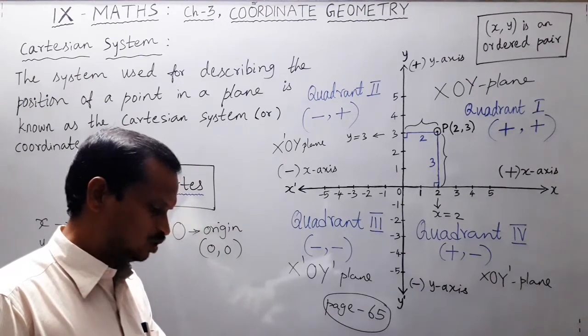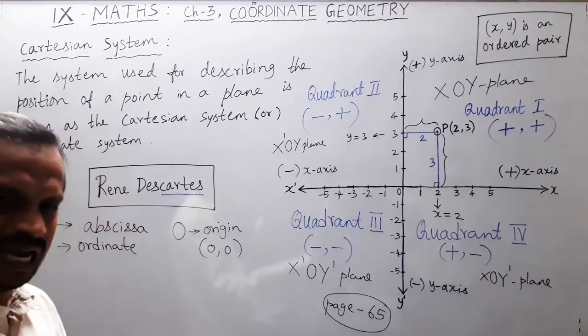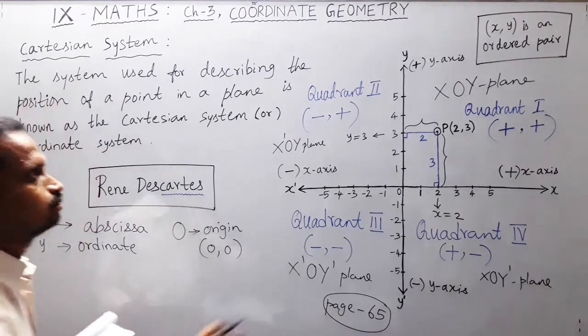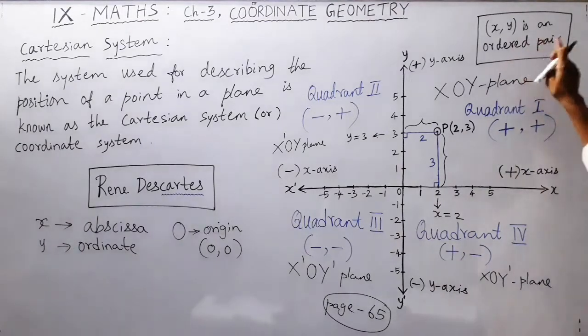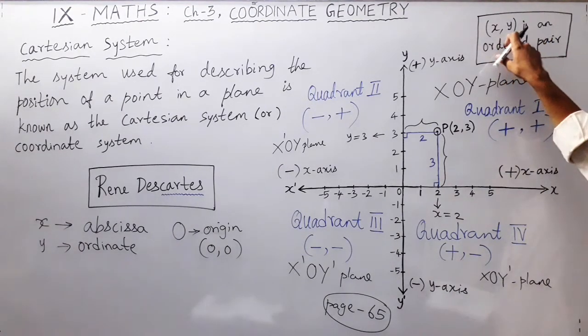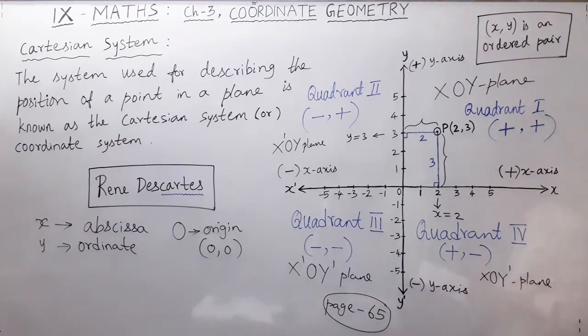Coming to the next point, point number 7: the abscissa of a point is x and the ordinate is y, just as I told you. And (x, y) are called the coordinates of the point. First you write x, then a comma, and then y. So x-coordinate comma y-coordinate is called the coordinates of the point.